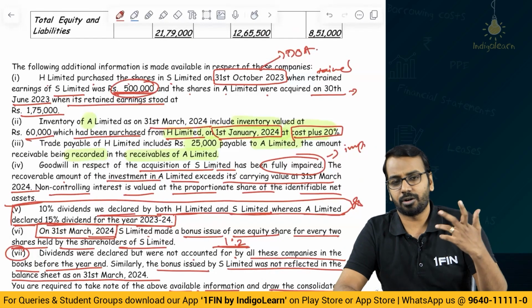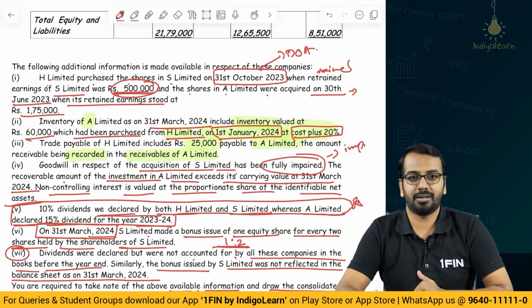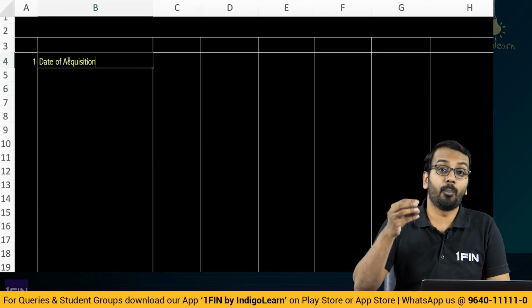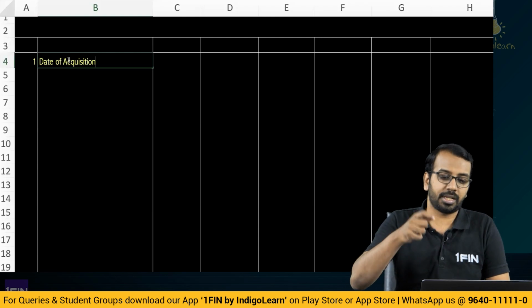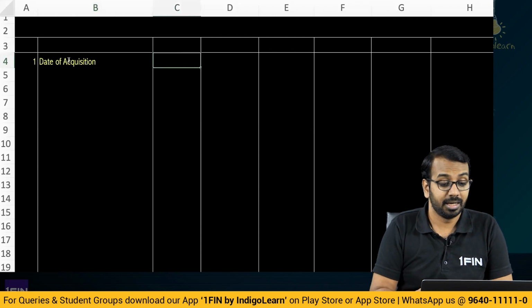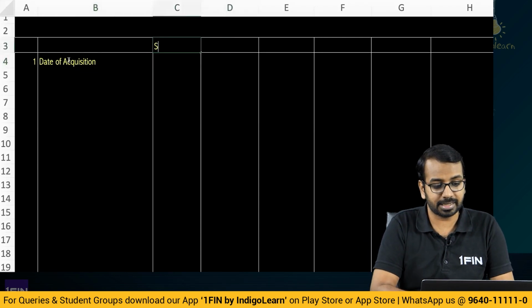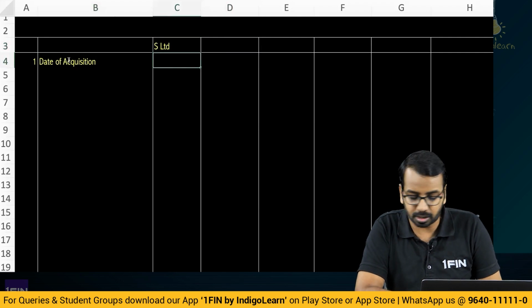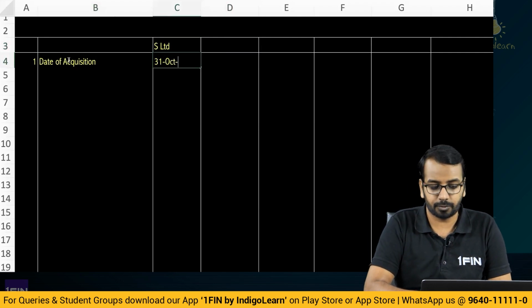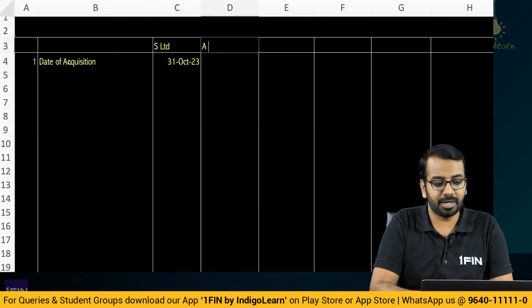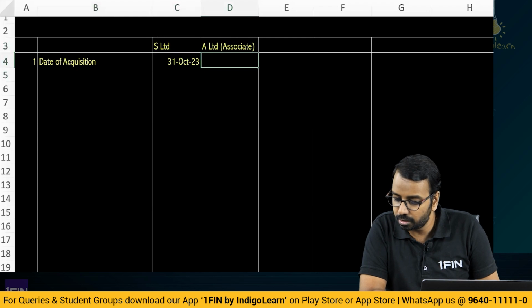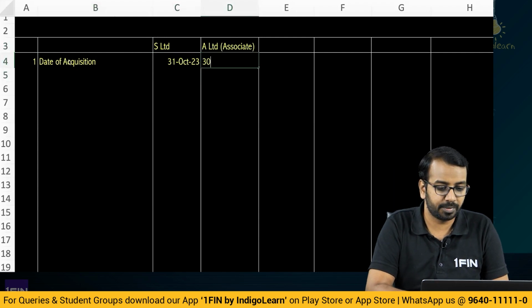How do we solve this particular question in a step-by-step manner? First thing, date of acquisition. You don't need to write this in the examination, but while practicing, you should be sure that you have selected the dates correctly. Now, date of acquisition for S Limited: they have said the date of acquisition is 31st of October of 23. And for A Limited, it's not actually an acquisition when it became an associate. That is on 30th of June of 23.